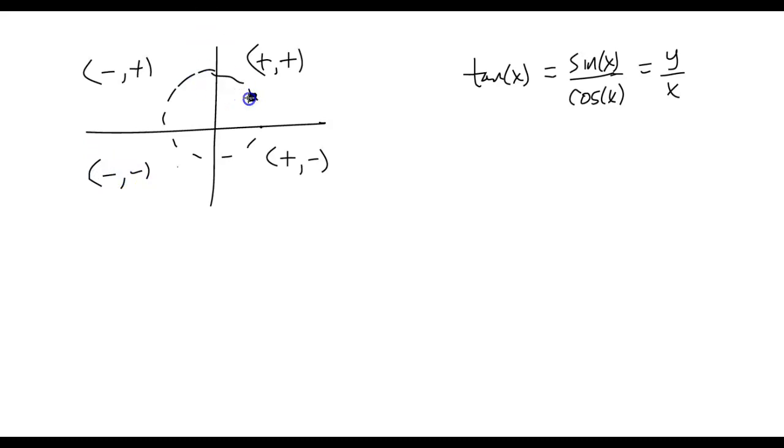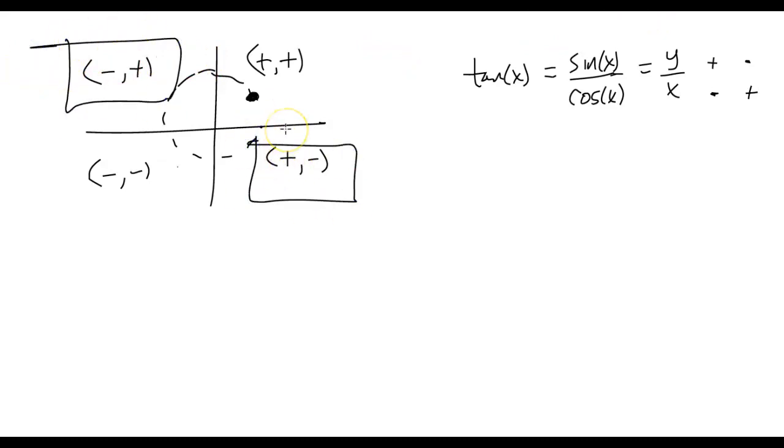So if we're looking at a particular point on the unit circle, if tangent is going to be negative, then that means either y is positive and x is negative, or y is negative and x is positive. So what that tells us is that it's either going to be in quadrant 2 or quadrant 4. Now, the answer to knowing what quadrant it's supposed to be in is quadrant 2, and here is why.